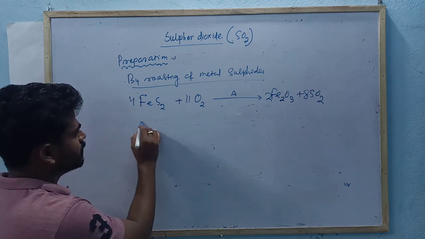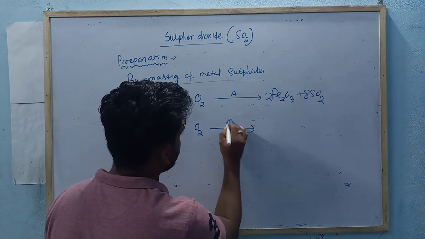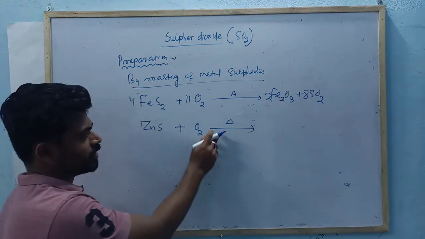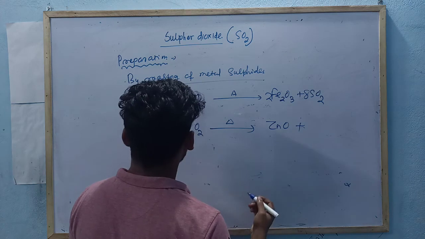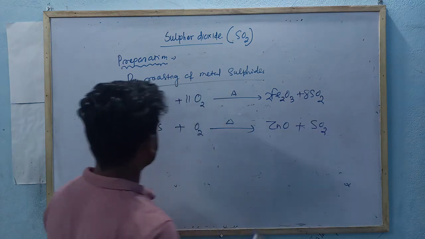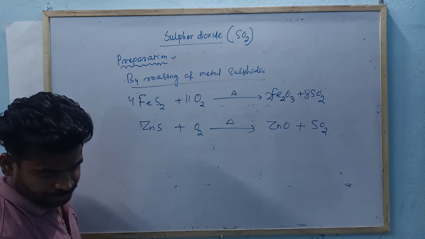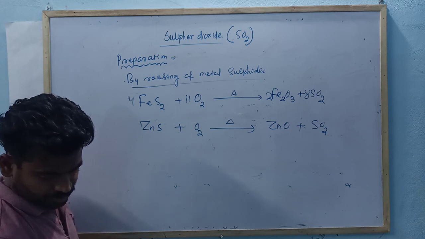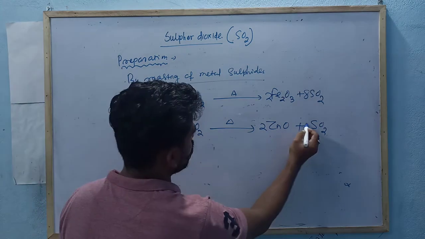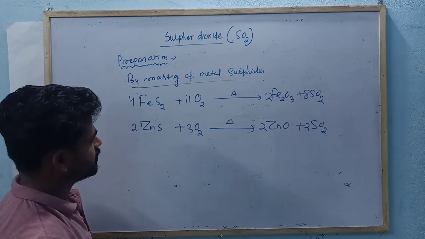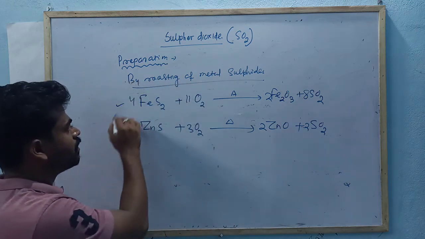Again, you can treat ZnS, zinc sulfide, plus O2. If zinc sulfide is subjected to roasting, then you also get zinc oxide plus SO2. Balancing: 2, 3, 2, 2. So these are the equations.